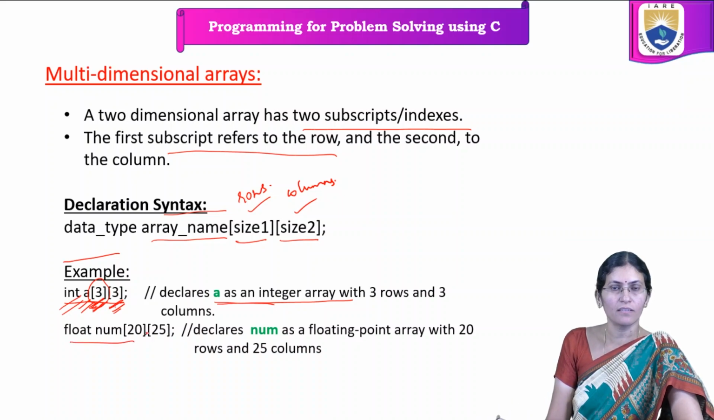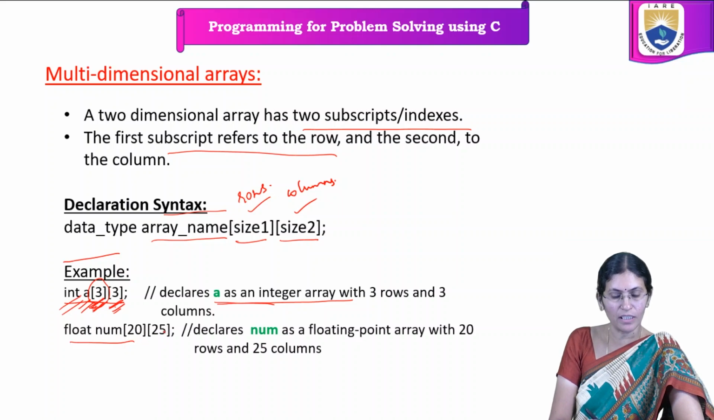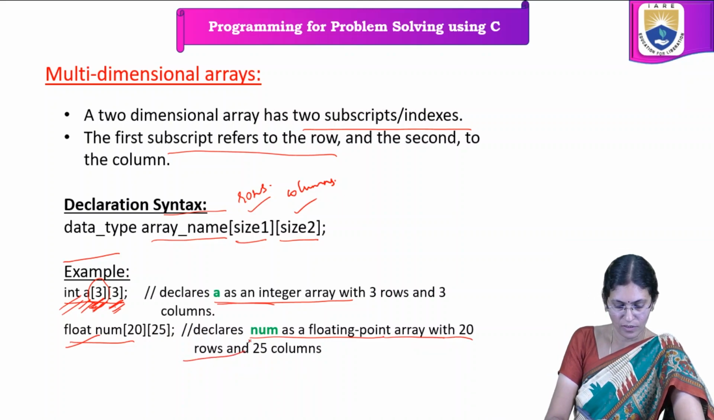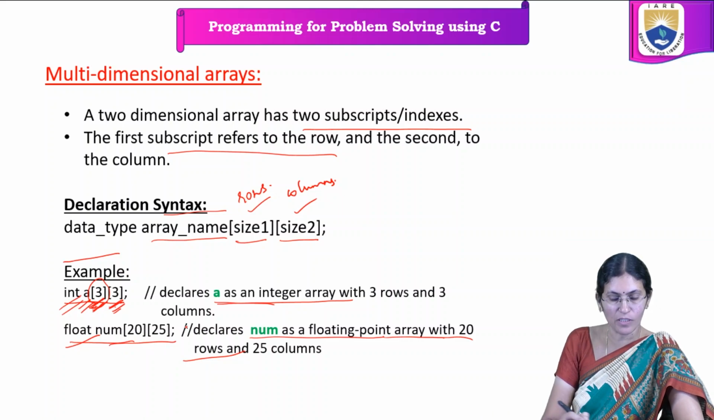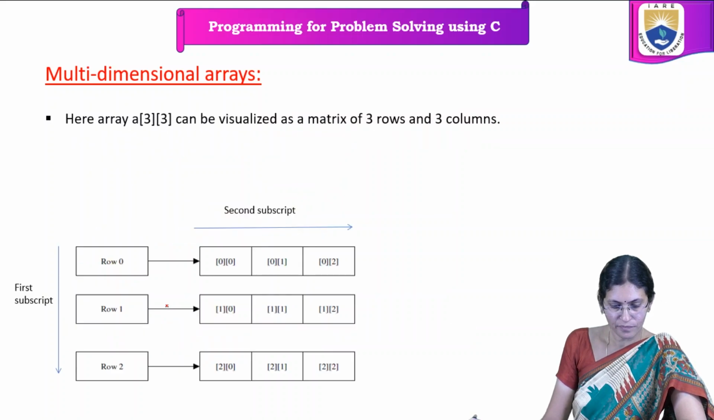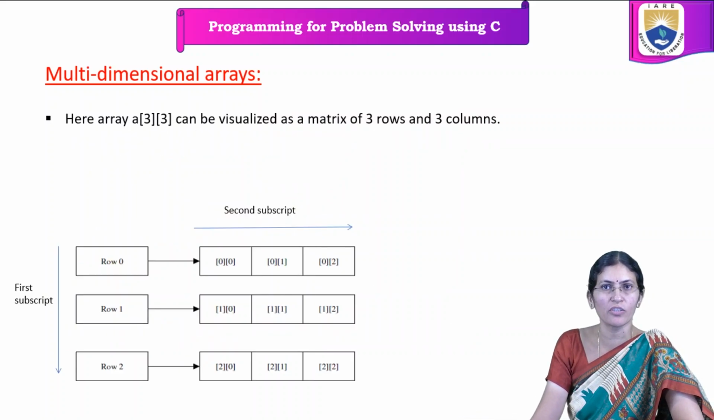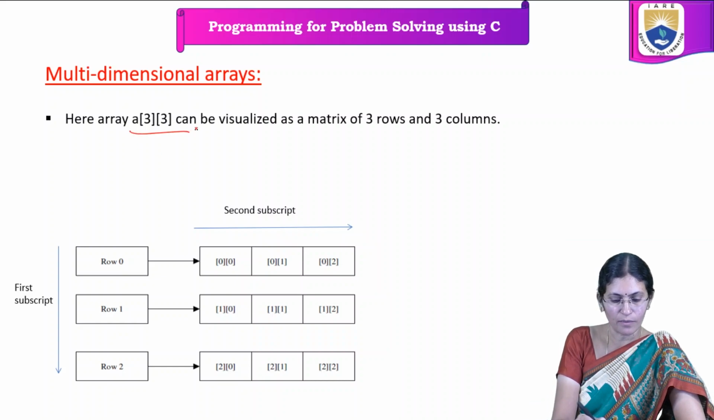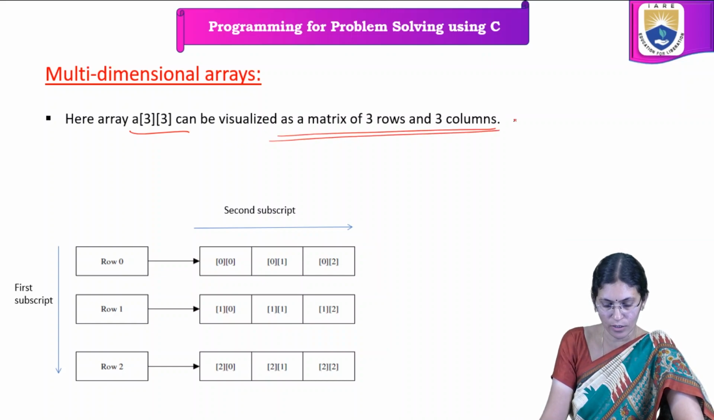Then this is another example, float num[20][25]. It declares num as a floating point array with 20 rows and 25 columns. This array is also a two-dimensional array. It will store floating point numbers, and the number of rows is 20 and the number of columns is 25. We can visualize this two-dimensional array, for example a[3][3], as a matrix of 3 rows and 3 columns.